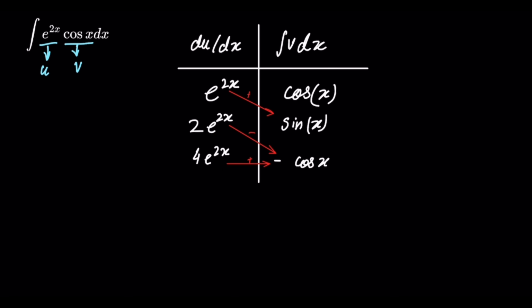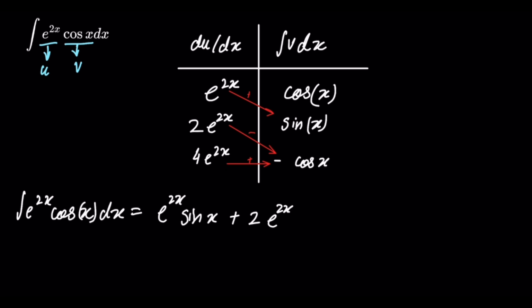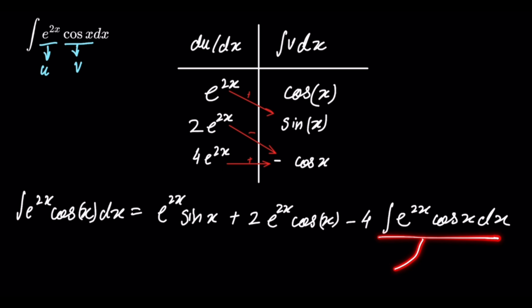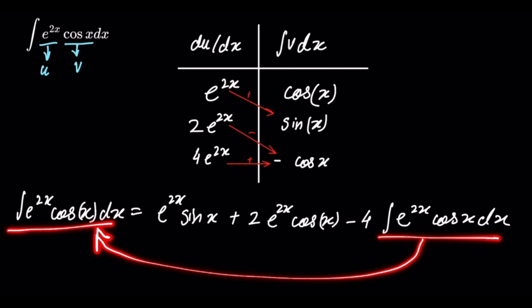So let's rewrite our integral. Integral e power 2x cos of x with respect to x equals e power 2x sine of x plus 2e power 2x cos of x minus 4 integral e power 2x cos of x with respect to x. Notice that this one is still being integrated, and it is exactly the same as the expression written on the left-hand side.